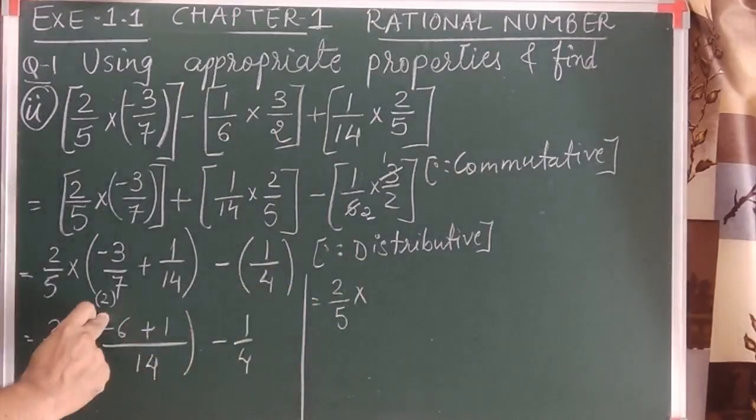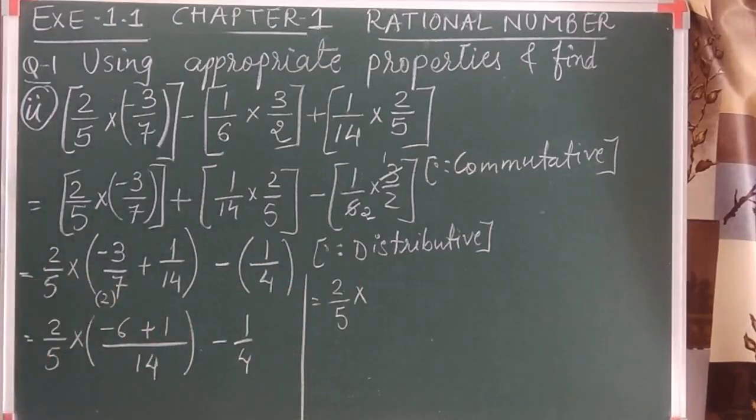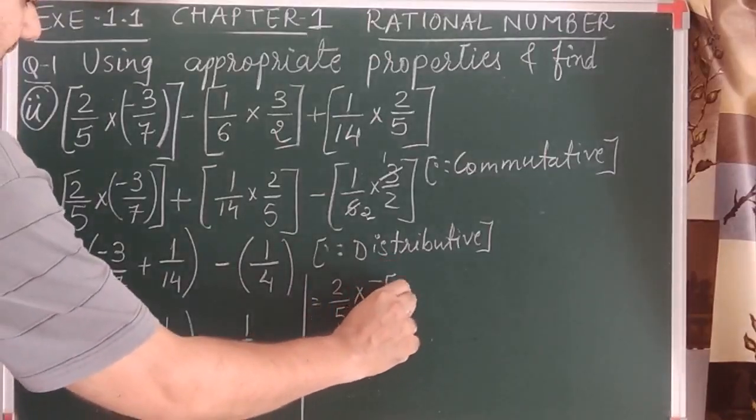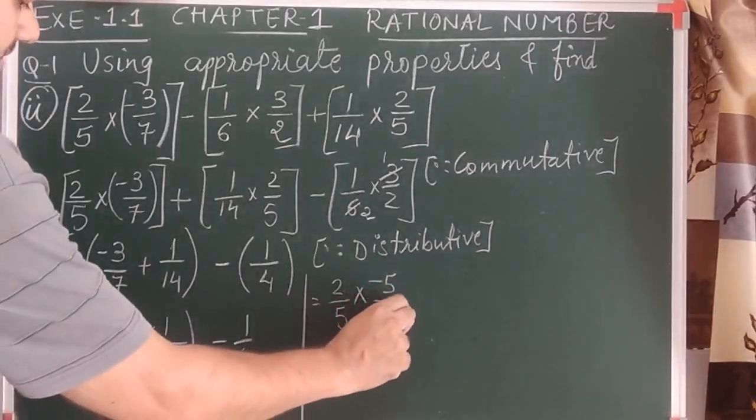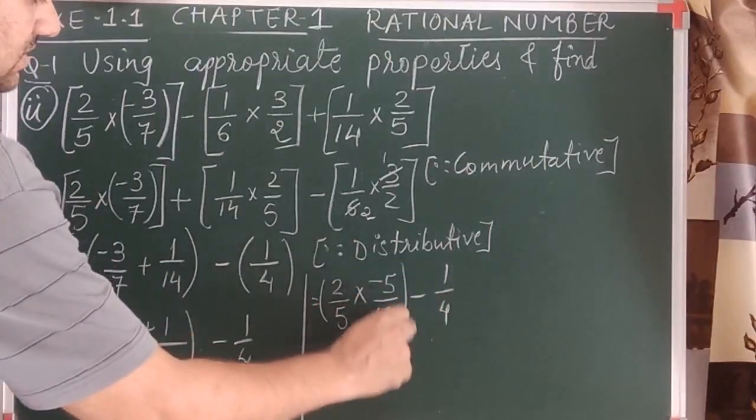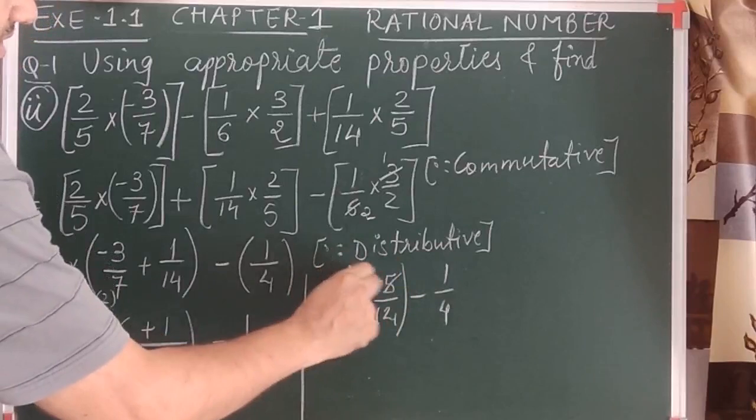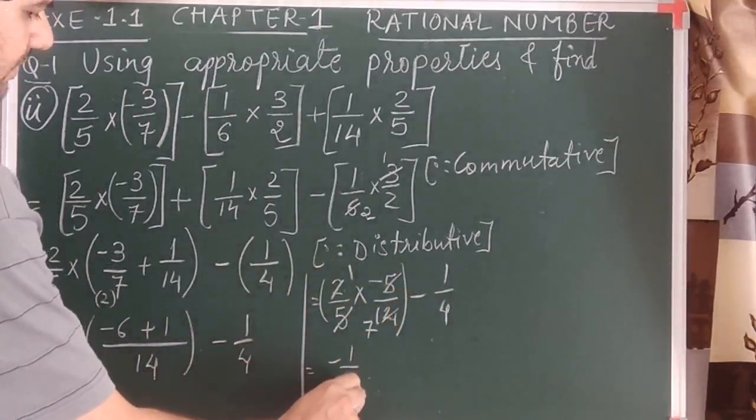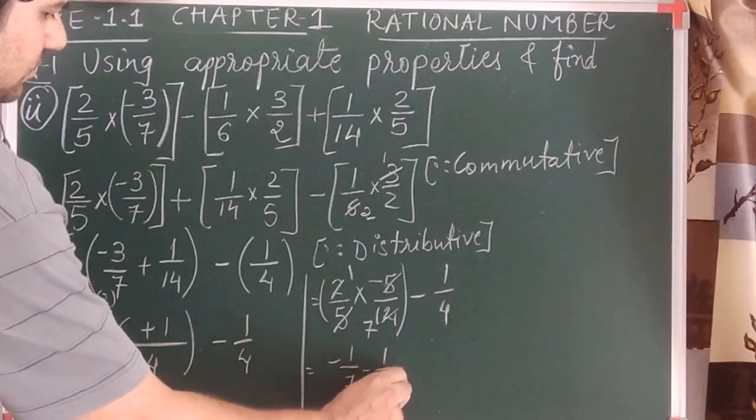What comes here? Minus 6 plus 1, plus and minus, minus. When the signs are opposite, it is always subtraction. 6 minus 1 is 5, sign of the bigger term. So minus 5 upon 14 minus 1 by 4. I should simplify this first. You can see that 5 is cancelled, 2 ones are 2, 2 sevens are 14. So it remains minus 1 by 7 into minus 1 by 4.